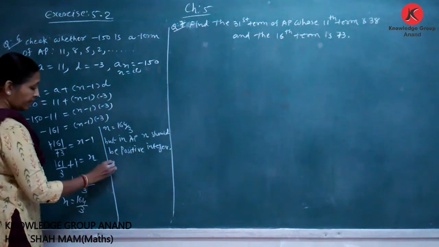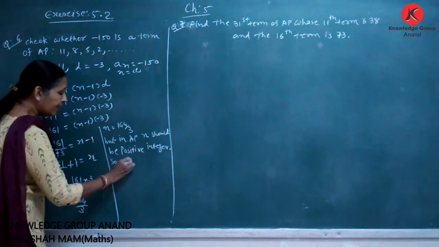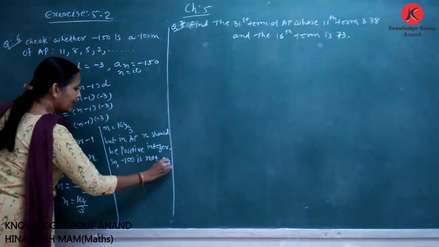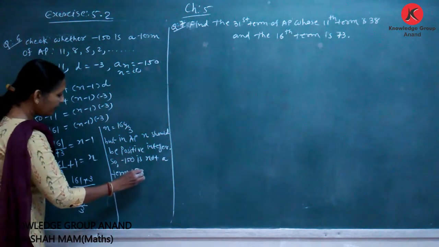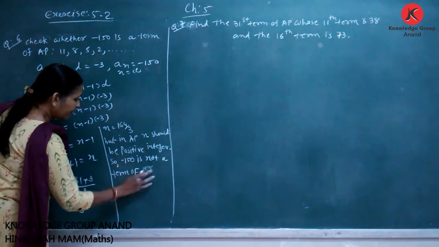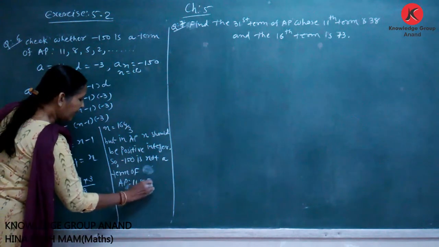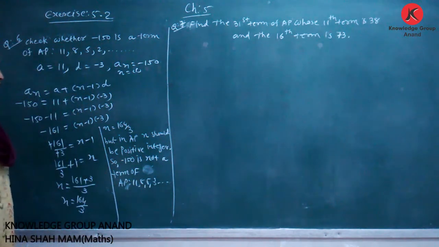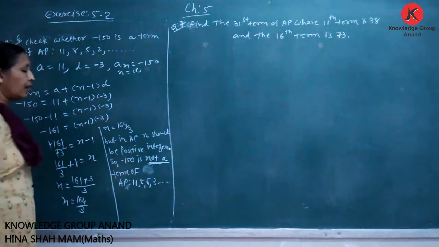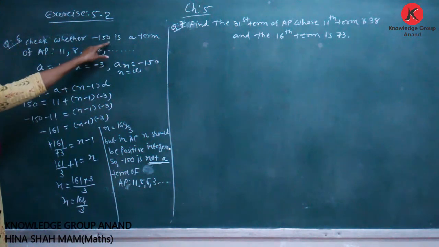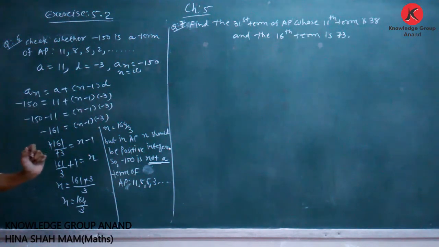Therefore, minus 150 is not a term of AP 11, 8, 5, 2, because n is not a positive integer. Check whether minus 150 is a term of the AP: no. Minus 150 is not a term of the AP.